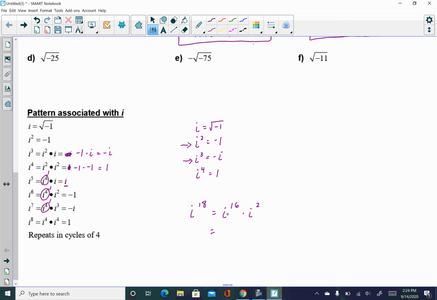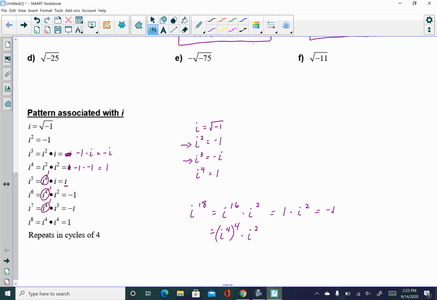Because remember, this i to the 16th is the same as i to the 4th to the 4th, all right, times i squared. So this i to the 16th is just 1. So 1 times i squared. And so then we know i squared equals -1.